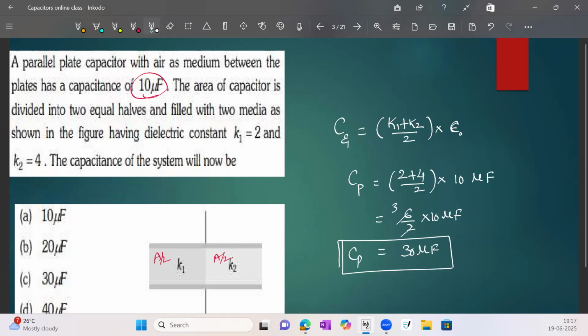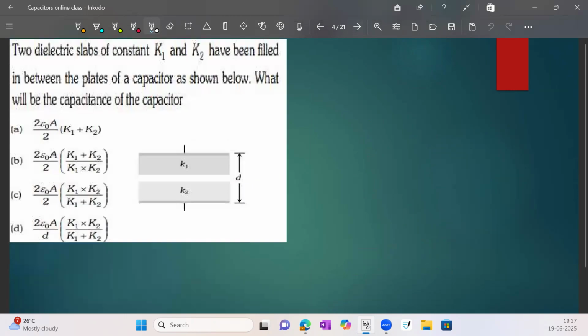I hope it is clear. 30 microfarad is the correct answer for this. So we can use the previous problem's formula as a reference. When the area is divided, we just assume that both the capacitors are connected in parallel. So the parallel formula is C1 plus C2 when we have two capacitors. We'll go for the next one.